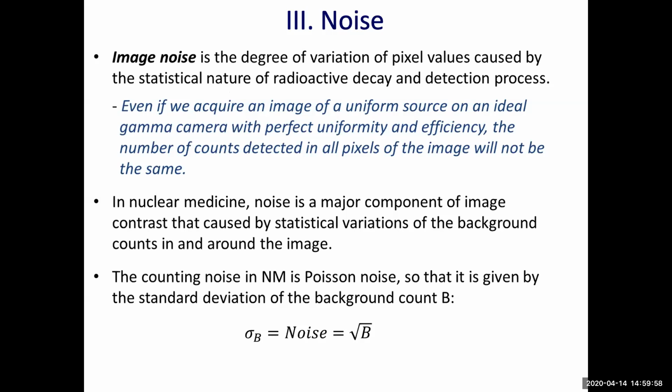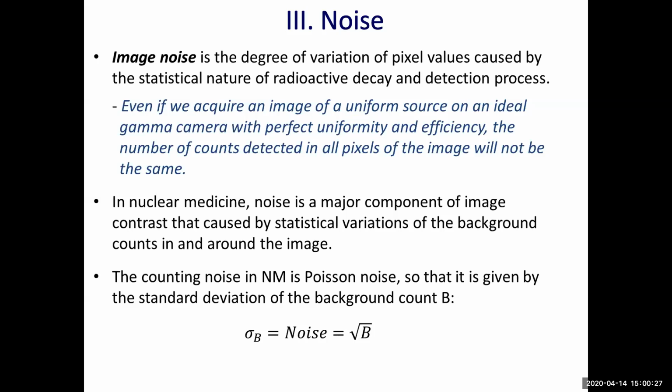For a uniform source, all the pixels should have the same number of counts because we expose the camera to a very uniform radioisotope and the camera is perfect. So we should have the same number of counts in each pixel, but this is not happening at all. We have a different number of counts in each pixel. In nuclear medicine, noise is a major component limiting image contrast, caused by statistical variation of the background count in and around the image.